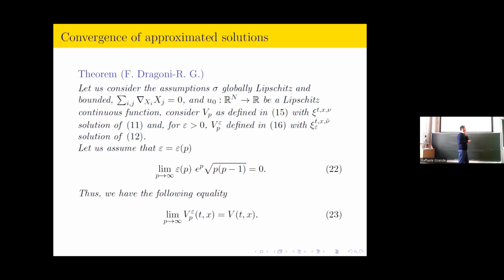Then the major question that I wanted to approach here is related also to this theorem. Let us consider some assumptions on sigma, that it is globally Lipschitz and bounded. Then, for the sake of simplicity, we consider the drift term equal to 0. Then we consider U0 a Lipschitz continuous function, and V_{p,epsilon} as defined before. Then, considering epsilon in this form, we have the following inequality. This is a work in progress. We are finishing some estimates in some directions, while the limsup inequality is already good.